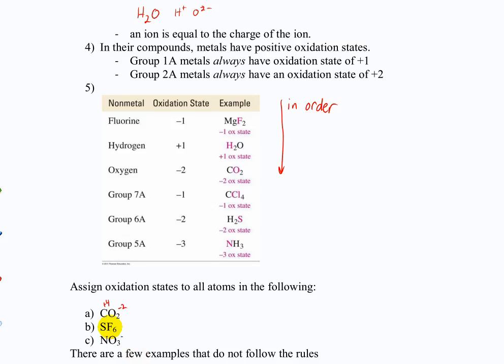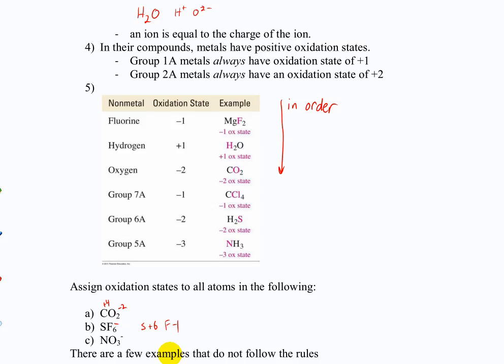So you ask yourself the same questions. Is there only one type of element? No. Group 1 or 2 metals? No. Yep, none of those. So then we start going down the list. Does it have fluorine? Yes. So what does the fluorine get assigned as? Minus 1, which means what is sulfur? Yep. So you've got sulfur plus 6, fluorine minus 1. Those are the oxidation states. Okay, let's try another one.